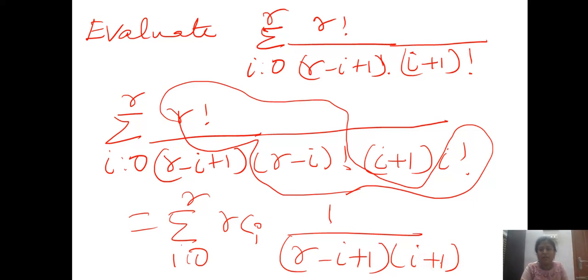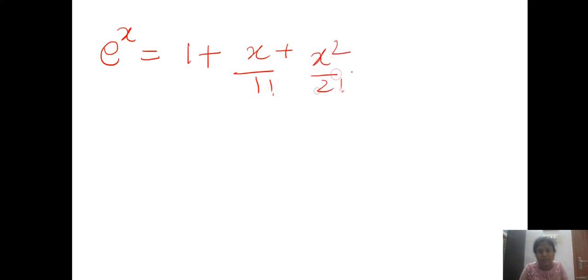Now we are going to use an exponential generating function in order to find the value of this. Consider e power x. It can be written as 1 plus x by 1 factorial plus x square by 2 factorial plus, etc., plus x power n by n factorial. So what is e power x?